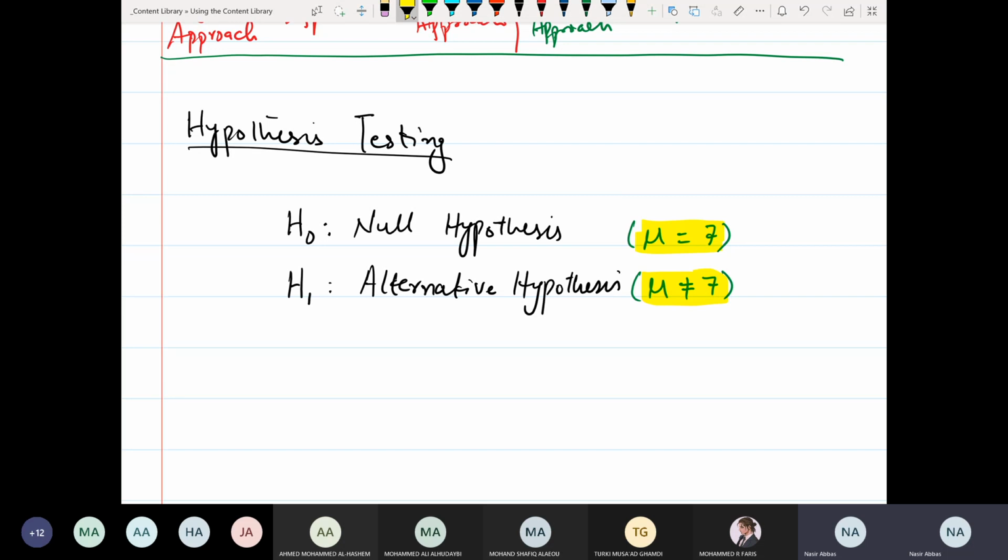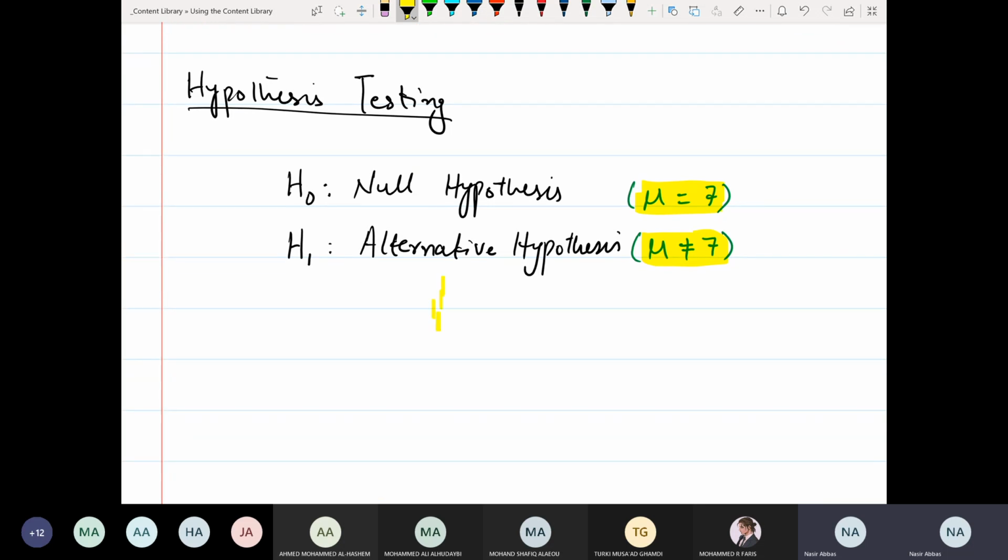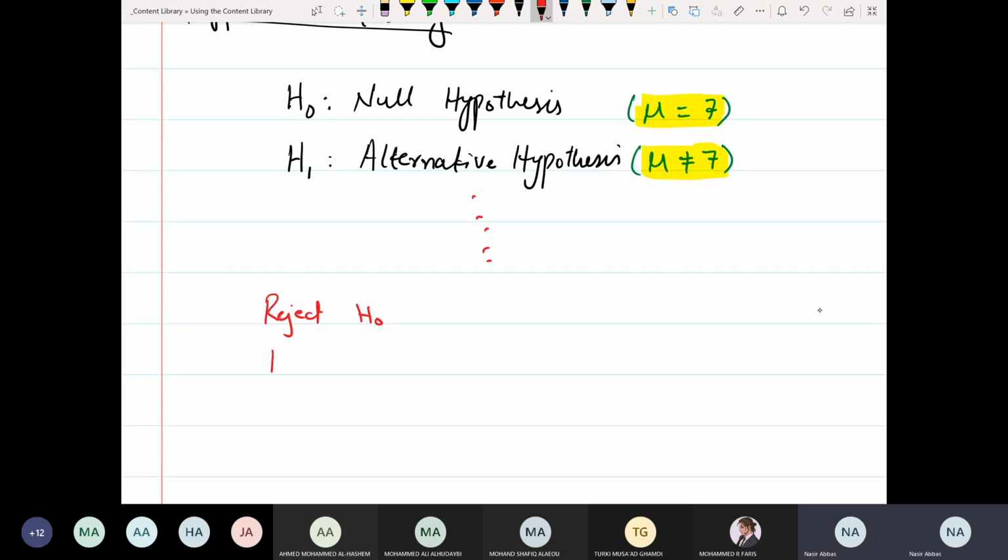Now, by the end of the procedure, you will either reject H naught or you will say we failed to reject H naught. You will perform a stepwise procedure on this H naught and H1. And by the end of the procedure, you will either say reject H naught or fail to reject H naught. These are the two possible decisions you will make.